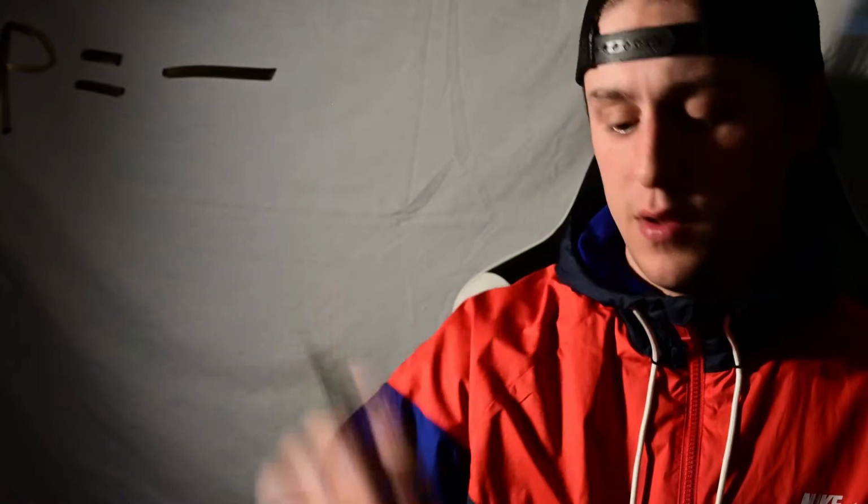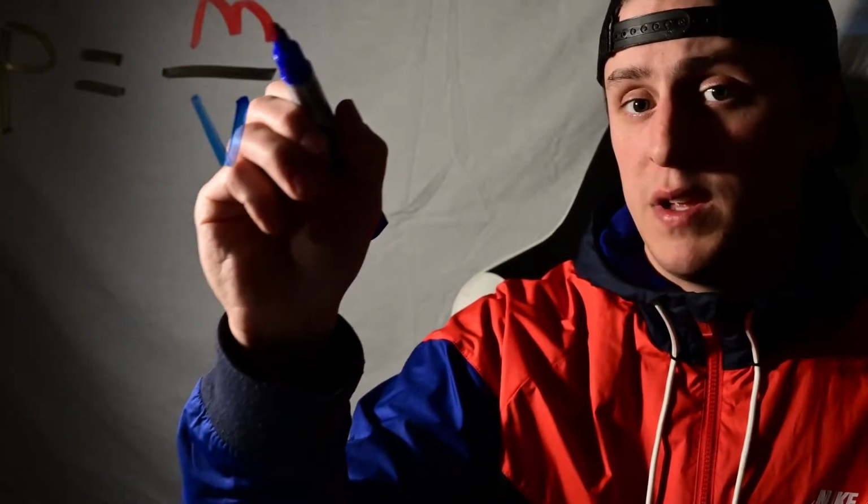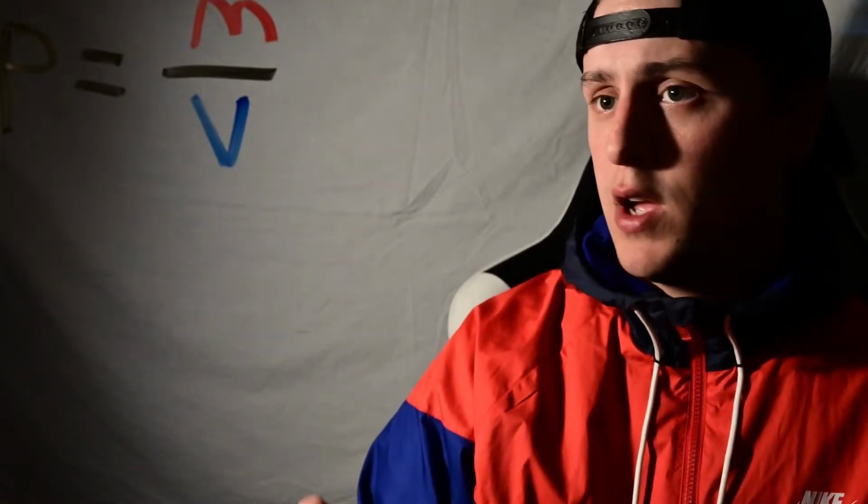Alright, so the formula for density is quite simple. All it is: P, which represents density, equals M over V. So M means mass and V means volume. Now, on your exam, you might get a question where you're given the mass and the volume, and you simply divide the mass by the volume and you get your density. But that might not be the case.